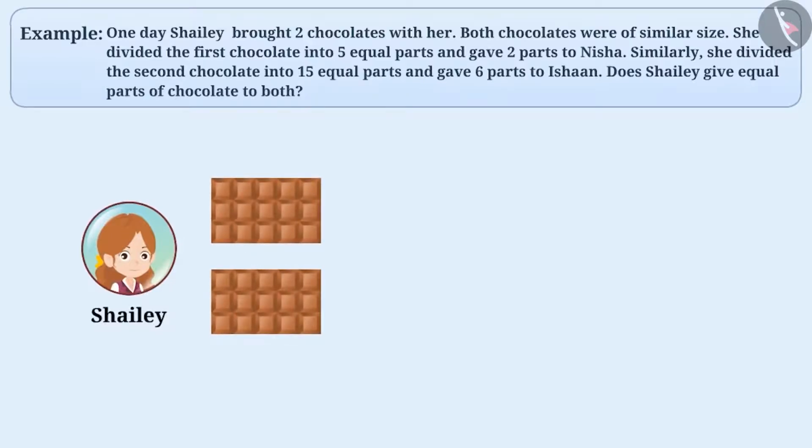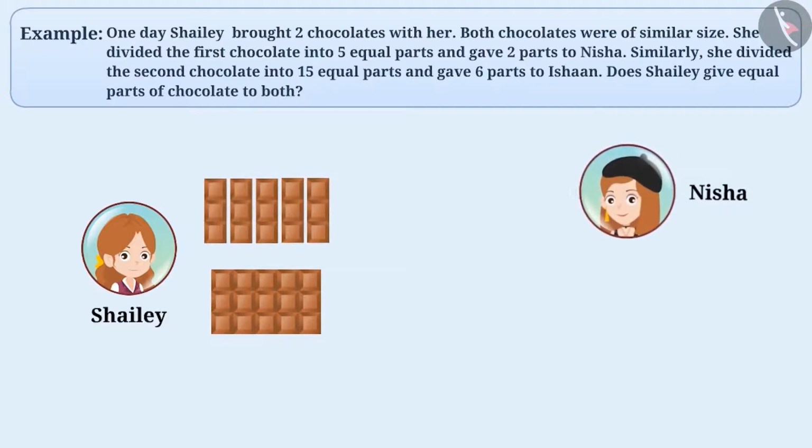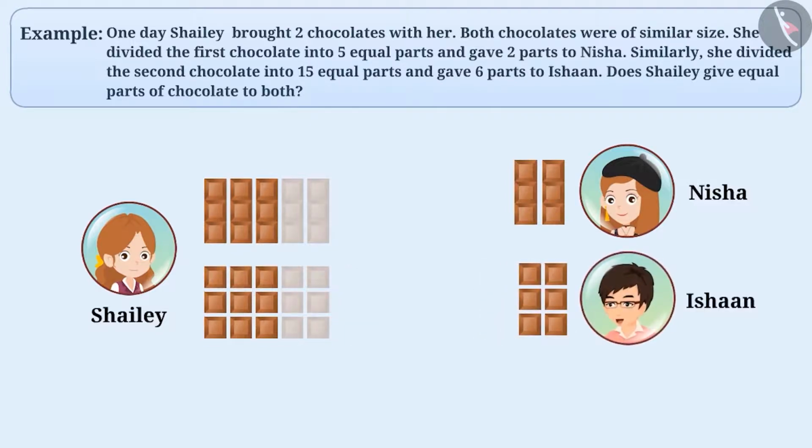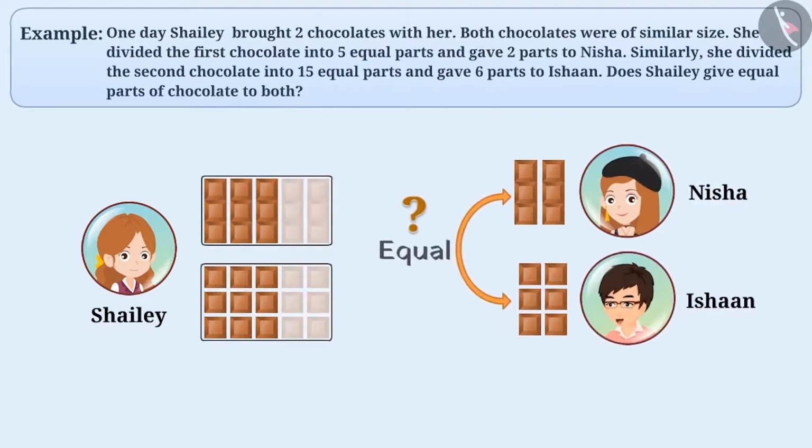One day, Shelley brought 2 chocolates with her. Both chocolates were of similar size. She divided the first chocolate into 5 equal parts and gave 2 parts to Nisha. Similarly, she divided the second chocolate into 15 equal parts and gave 6 parts to Ishan. Does Shelley give equal parts of chocolate to both?